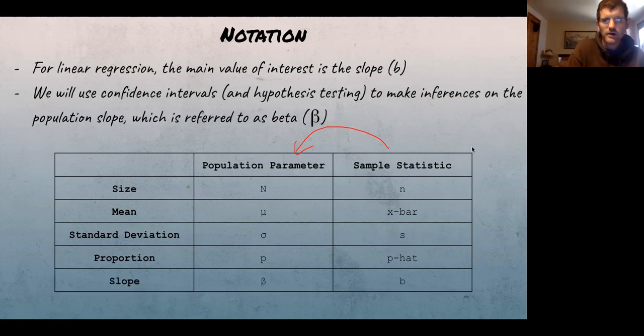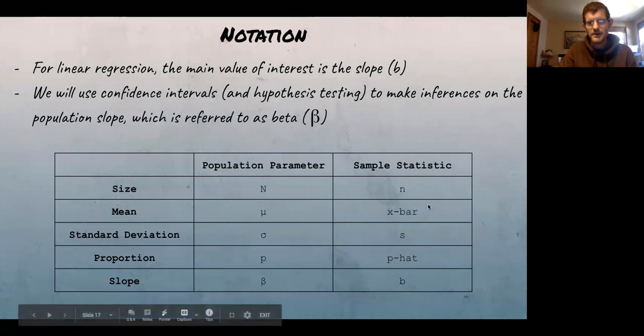So for linear regression, we have that as well. We've got our b as the slope, and the population slope is going to be beta. It follows the trend of having a Greek letter for the population. Okay, so not much more to say about that one, but keep that in mind.